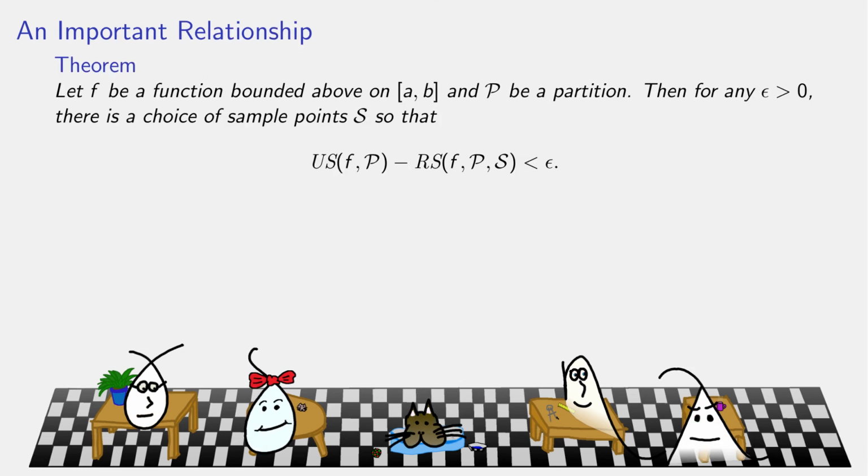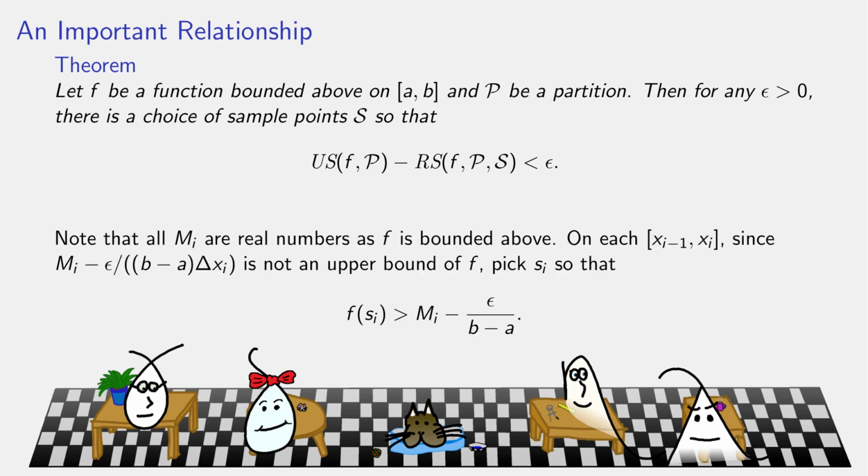Now here's a very important relationship between this notion of upper and lower sums and Riemann sums. If f is a function, and let's just suppose it's bounded above, and we have a partition, then for any positive epsilon, it is possible to choose sample points so that the upper sum and the Riemann sum are very, very close. Now the upper sum is bigger than or equal to the Riemann sum. So this difference here is positive, but I can make it less than epsilon by choosing sample points appropriately.